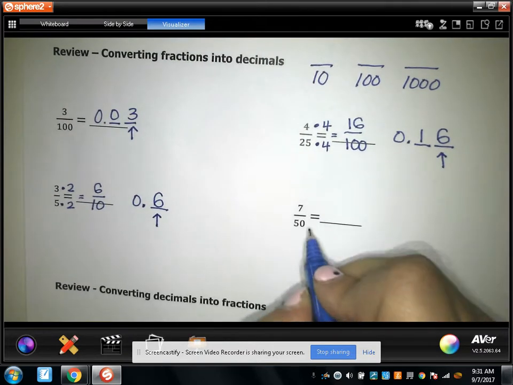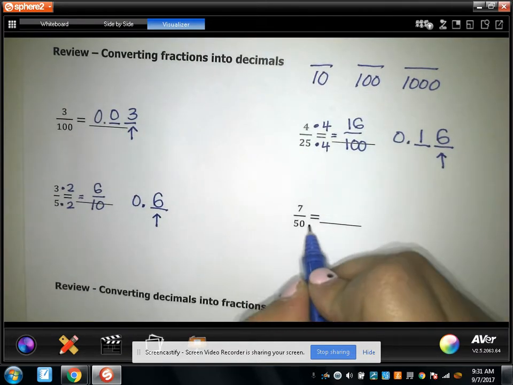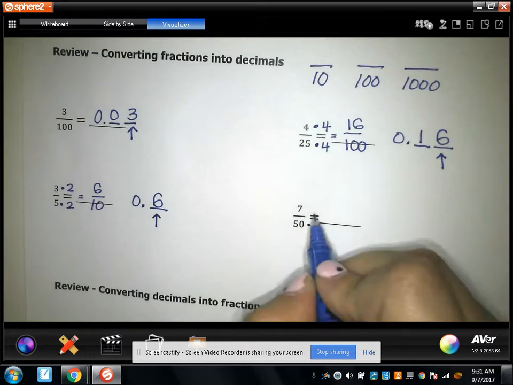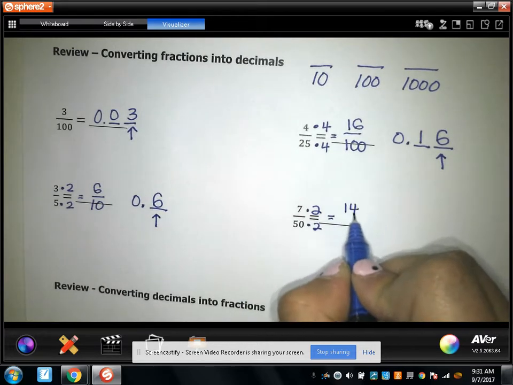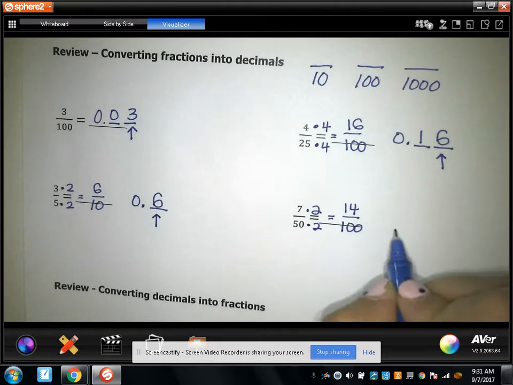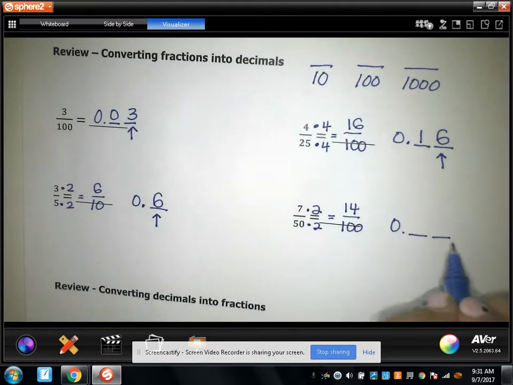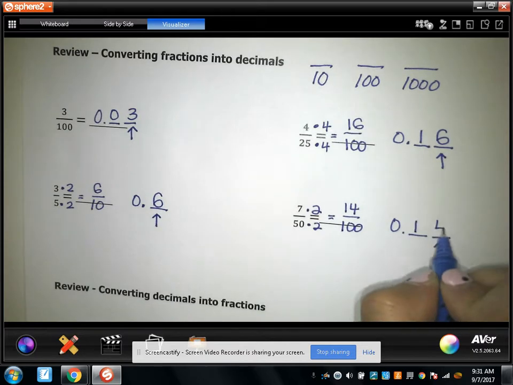7 over 50, man, I really wish this was over 100. So I have to multiply by 2 to get 100, so I'm going to multiply the numerator by 2 as well. And I get 14 over 100, which means that the answer has to have a 14 ending in the hundredths place, so my answer is 0.14.